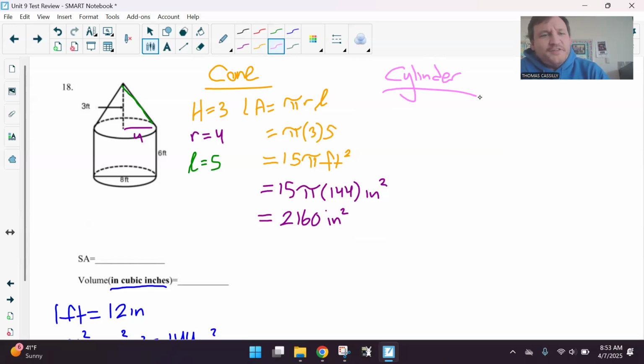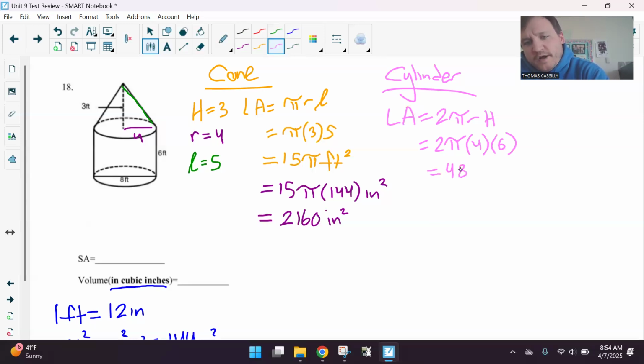All right. Is that right? Yeah, that is right. So the cylinder, we need the lateral area for this guy, LA. This one's easy. This is just going to be 2 pi r times the height. We know all of that. So we have 2 times pi times the radius, which is 4, times the height, which is 6. 24, that's 48. 48 pi square feet.